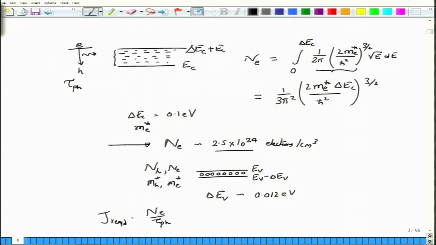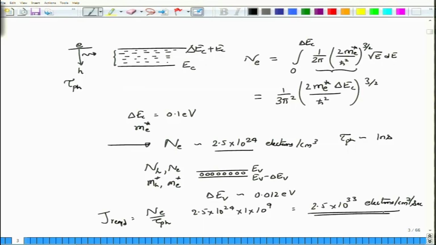So, this is the current required, and you will see that if tau pH is about 1 nanosecond, which is very typical for a semiconductor material, then the required current density will be quite high. So, you have 2.5 into 10 to the power 24 into 1 into 10 to the power 9, because 1 nanosecond inverse will become 1 into 10 to the power 9. So, this is about 2.5 into 10 to the power 24 plus 9, that is about 33 electrons per centimeter cube per second. That is a huge amount of current density.